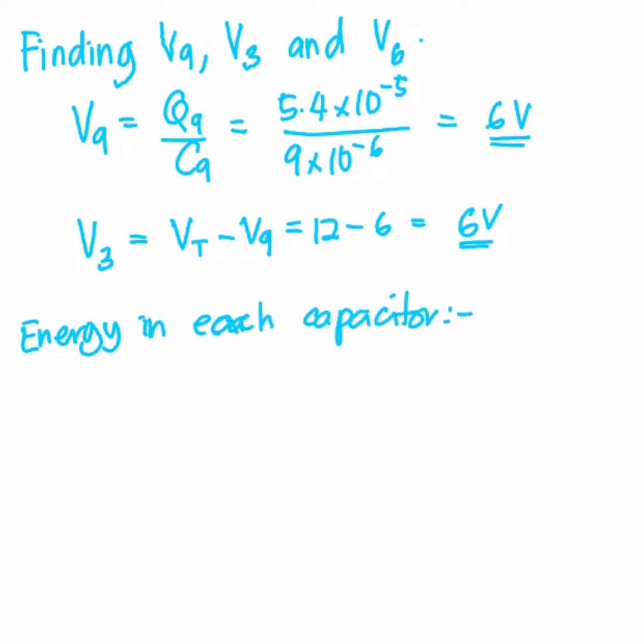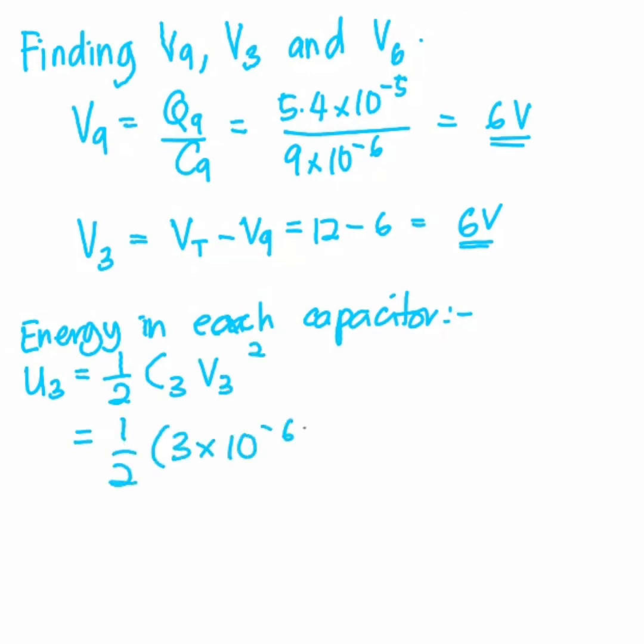Let's find U3 first. U3 equals to half C3 V3 squared. Substitute all the values that we have calculated. And the final answer is 5.4 to the power of negative 5 joule.